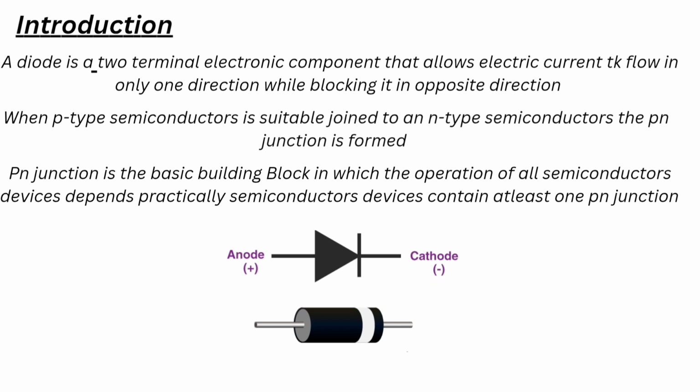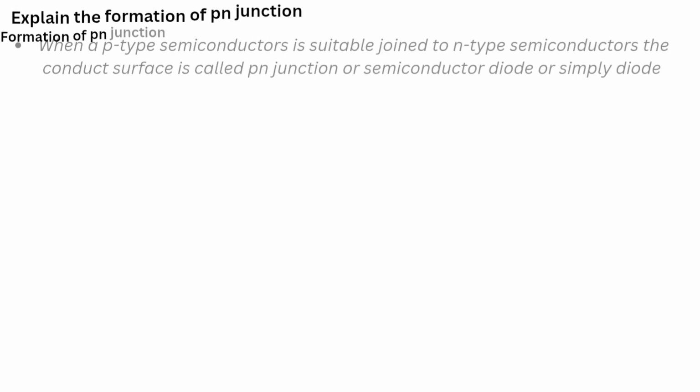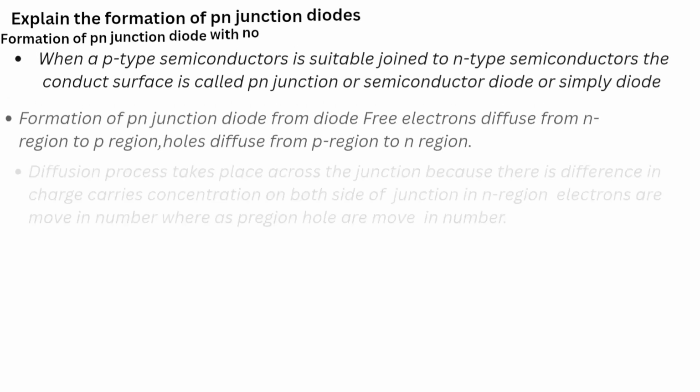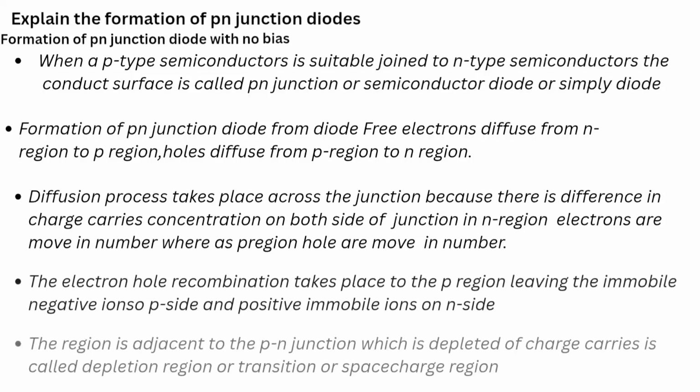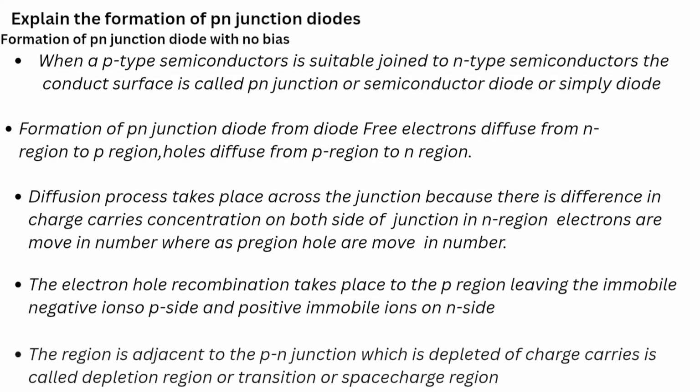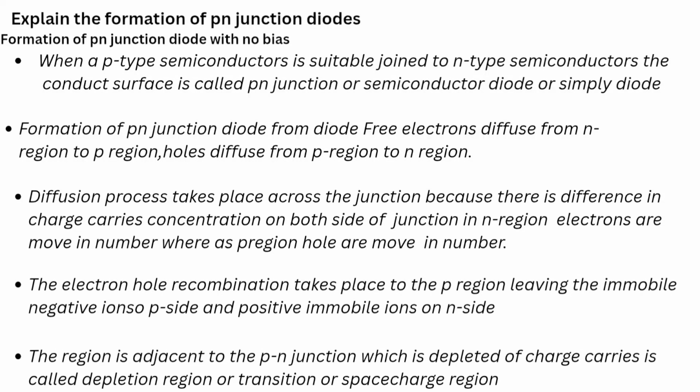So if you want to know the complete information about the PN junction diodes, N-type and P-type, I will give the link in my description. Please go through it once, then you can understand the concepts very clearly. And now we will start discussing the formation of PN junction diode. So I already told, when N-type semiconductor is joined to P-type semiconductor, then the junction will be formed. That junction is called PN junction diode or semiconductor diode, or simply we can call it a diode.